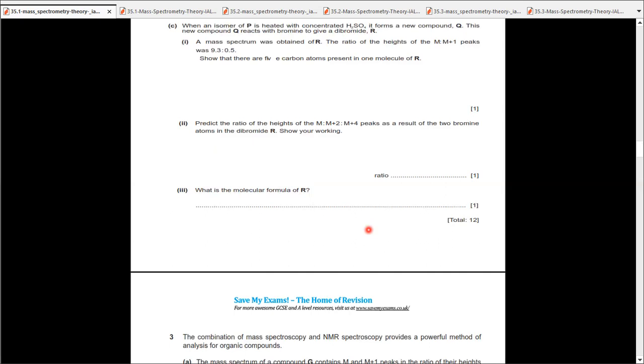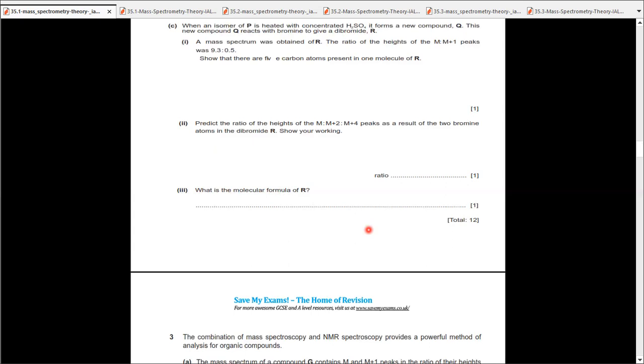Predict the ratio of the heights of the M and M plus 2 and M plus 4 peaks as a result of the 2 bromine atoms in the dibromide R. Show your working. How to do this? There is related material in the book as well.